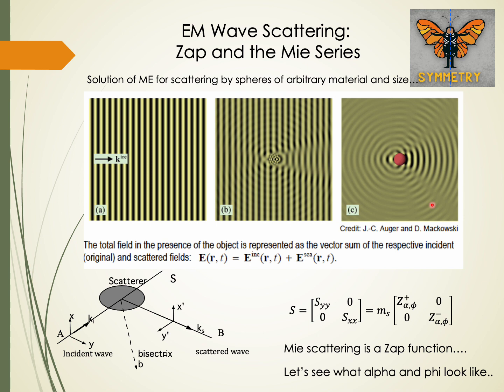Now, for all the complexity of the series itself, depending on the properties of the sphere, its size, and what it's made of, and all the different functions that are needed to evaluate the scattering, what it comes down to, because of the symmetry of a sphere, is it becomes a diagonal S matrix through any scattering angle and at any wavelength for any type of sphere, and that means it's perfect for us to represent it by ZAP functions. And let's have a look and see what Mie scattering looks like from a point of view of alpha and phi.